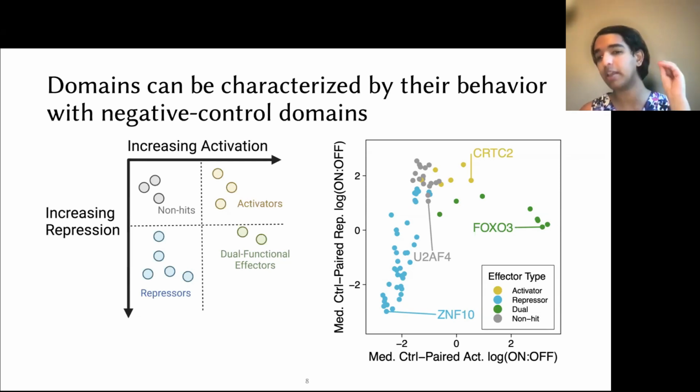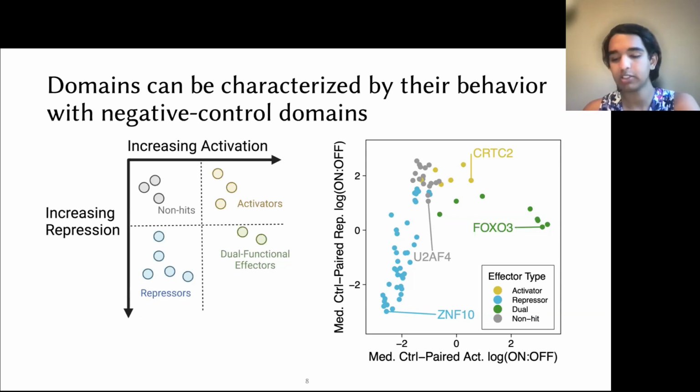But we were excited, cautiously optimistic, once we put this panel of labels together, to try to figure out, once we could understand the individual behavior of effector domains, how do they work together? The first part of this question was to look at pairs of activator domains. So this would be like CRTC2 with CRTC2 or with FOXO3 and so on.